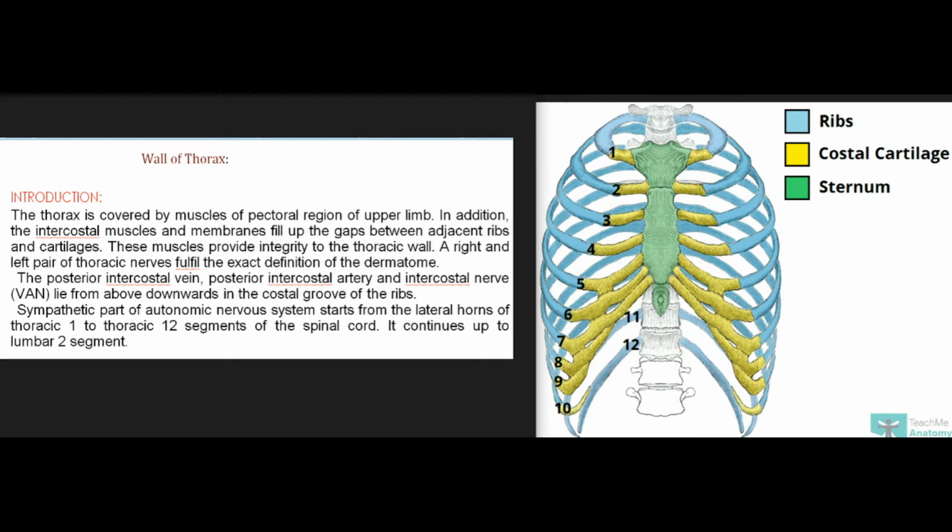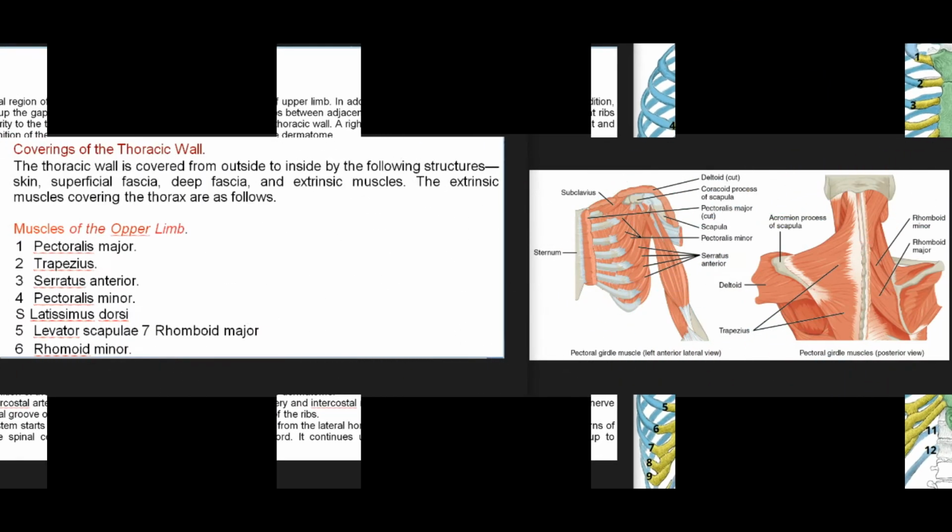The posterior intercostal vein, posterior intercostal artery and intercostal nerve, VAN, lie from above downwards in the costal groove of the ribs. The sympathetic part of the autonomic nervous system starts from the lateral horns of thoracic 1 to thoracic 12 segments of the spinal cord. It continues up to the lumbar 2 segment.